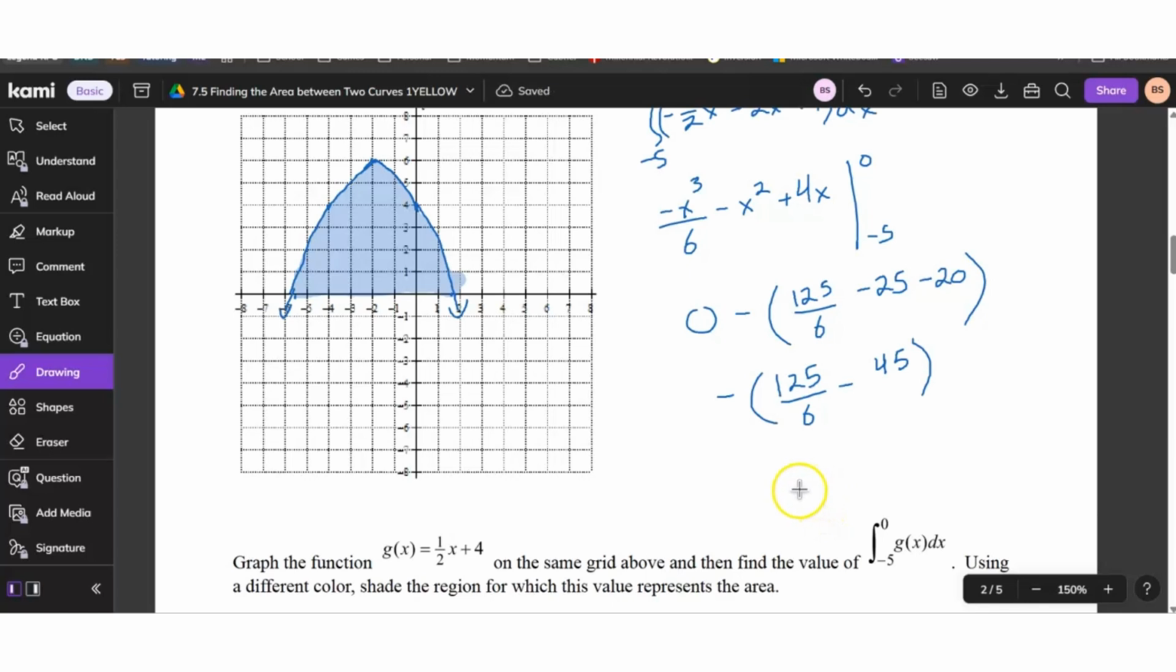That's gross. I don't want to do it, so let's use the calculator. I got to go 45 times 6.